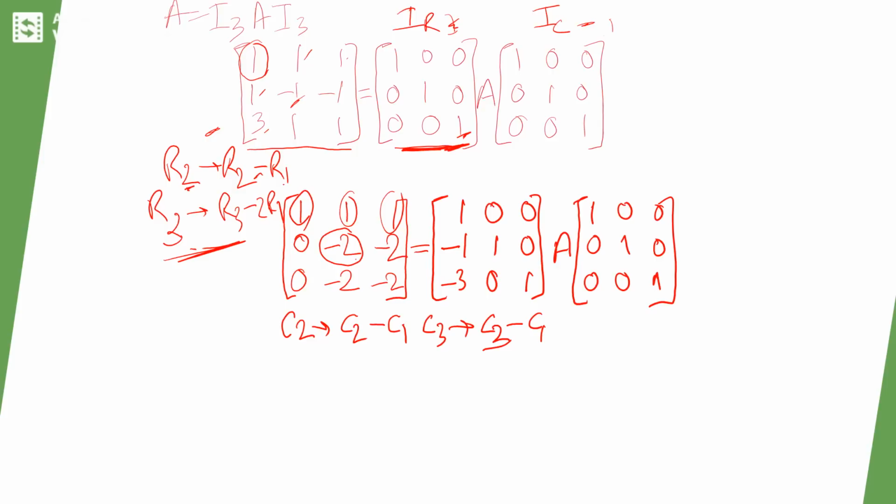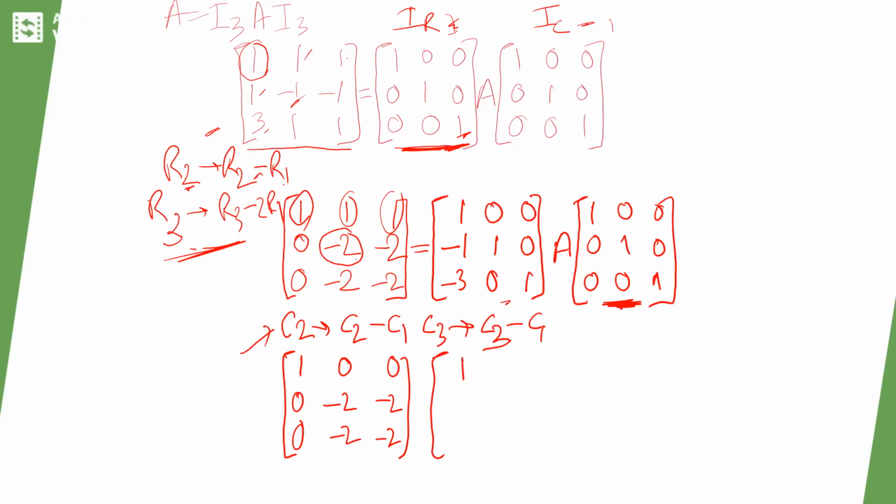Now what will happen? 1 0 0, this is 0, minus 2 minus 2, this becomes 0 2. So at that time we apply the column operation. We apply the operation on that IC matrix, not IR. So IR is same, minus 3 0 1 0 0 0 1 A, and this become what?